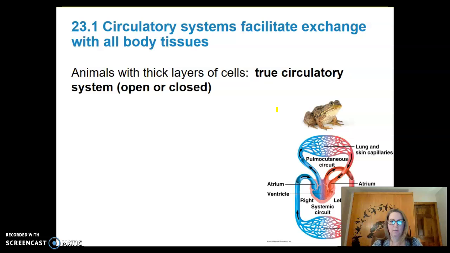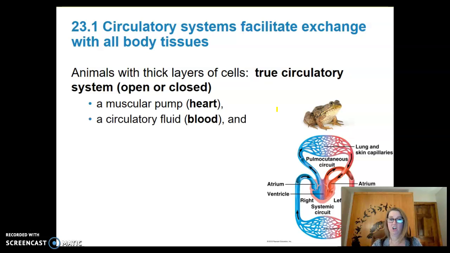Okay, so we know that there are two major kinds of circulatory systems, open or closed. Circulatory systems involve a pump, which is a heart, and it involves some sort of fluid. And you're usually thinking about what we call blood. And then you have a set of vessels.